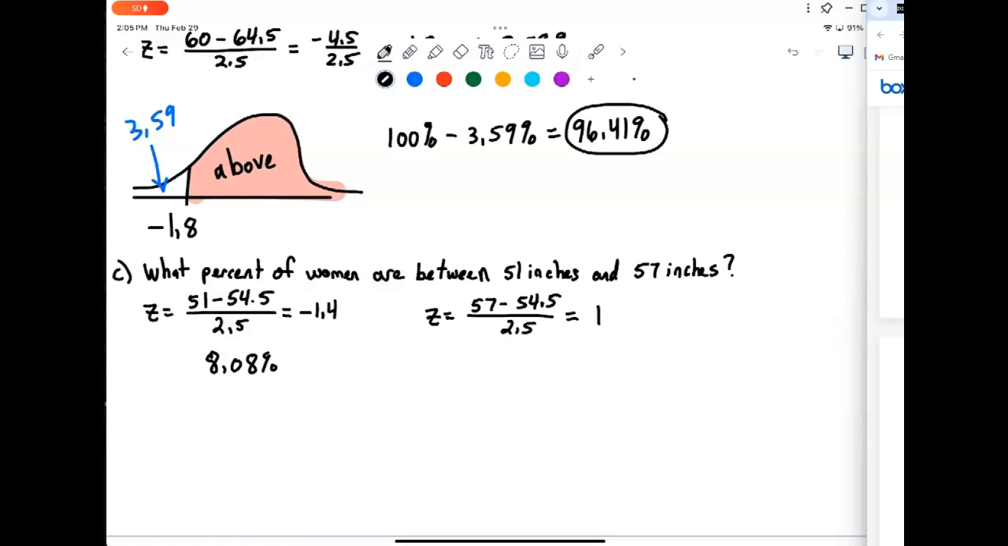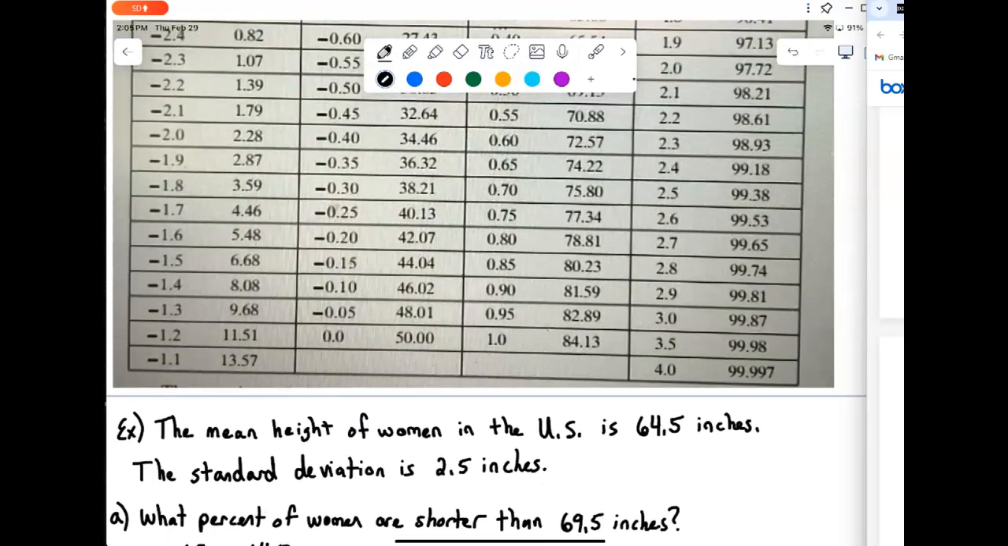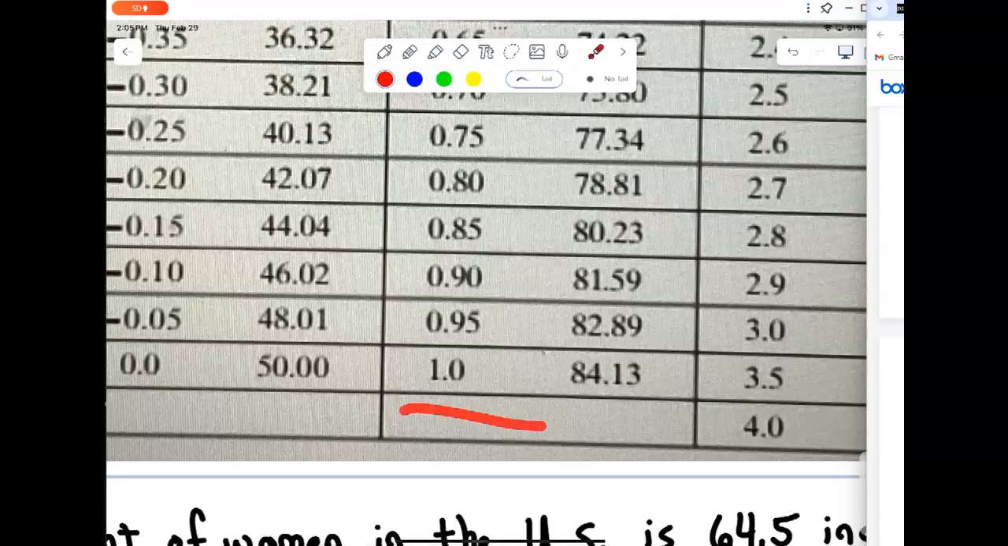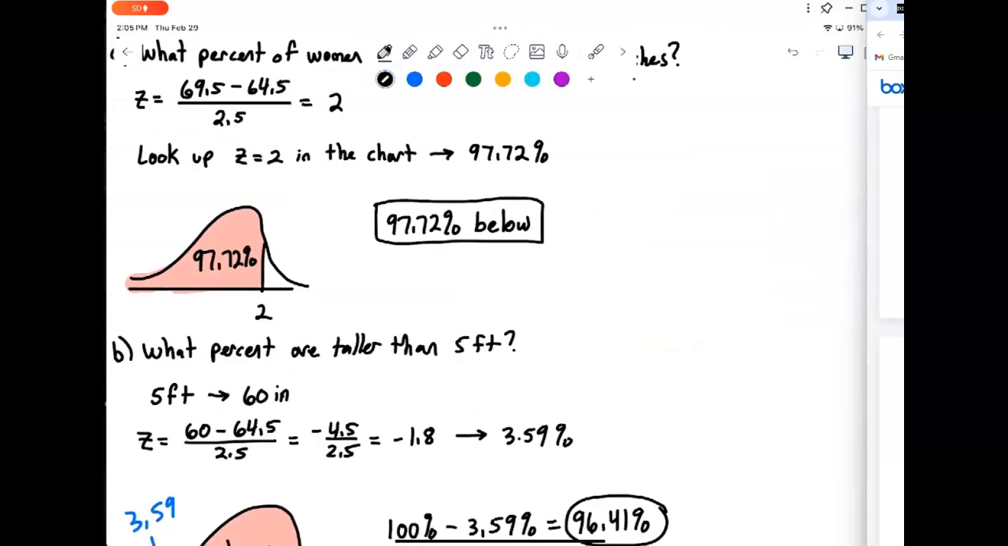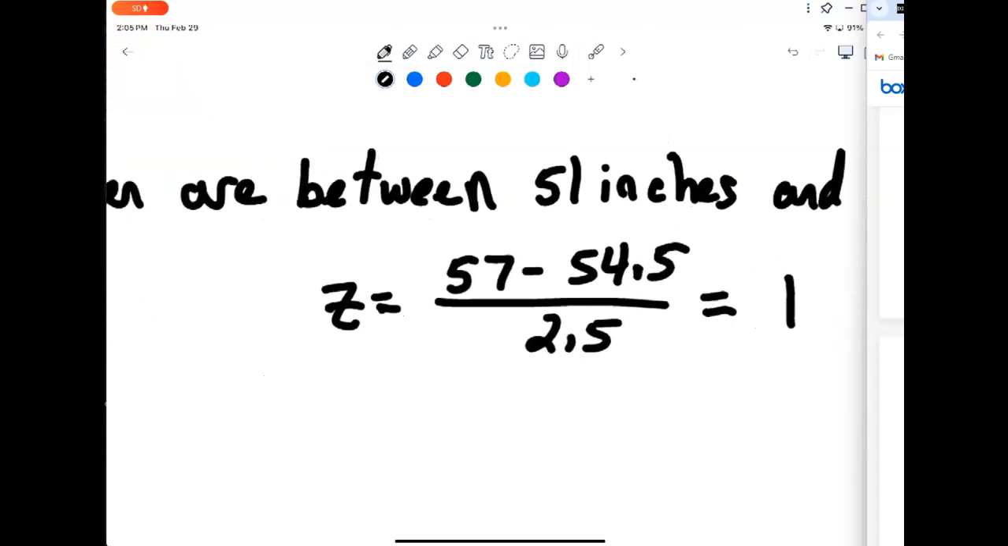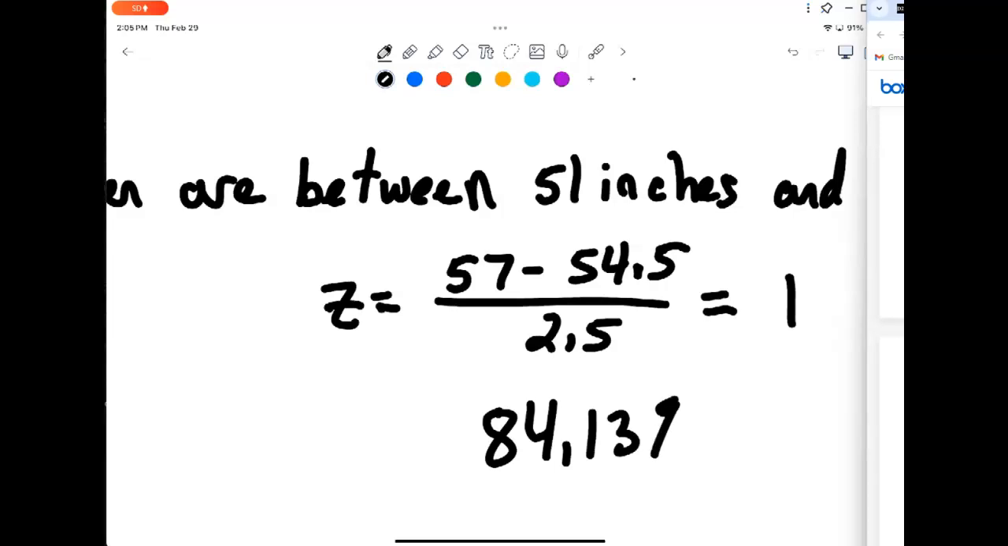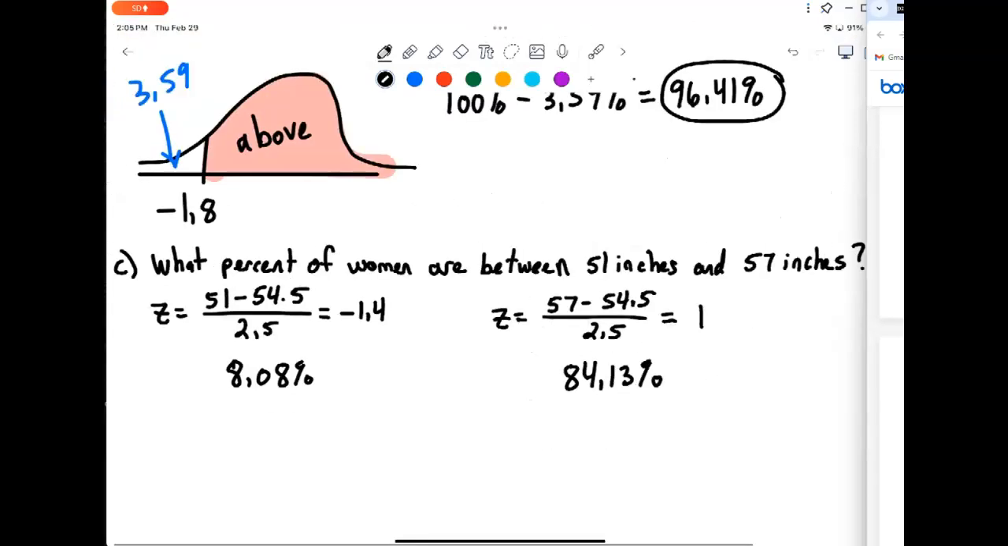Then I'll look up a z-score of 1. So here it is. A z-score of 1 corresponds to 84.13%. So mark that down as well. One thing I can say right now, 84% of women are 57 inches or shorter. Okay, they fall below 57 inches.